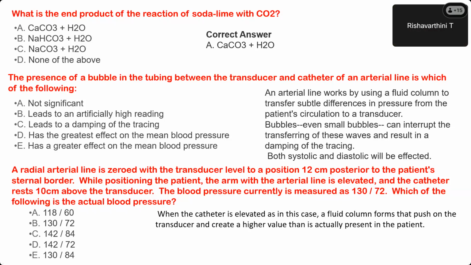Answer: when the catheter is elevated, in this case, the fluid column pushes on the transducer and creates a higher value than is actually present in the patient. So this value is higher when the arm is elevated. You agree or not? Because that fluid column is now at a higher level. So the correct answer is the first one. You have to reduce this 12 centimeter from this value, so it becomes 118 by 60. You cut down 12 from both systolic as well as diastolic. And the correct answer is first, A.